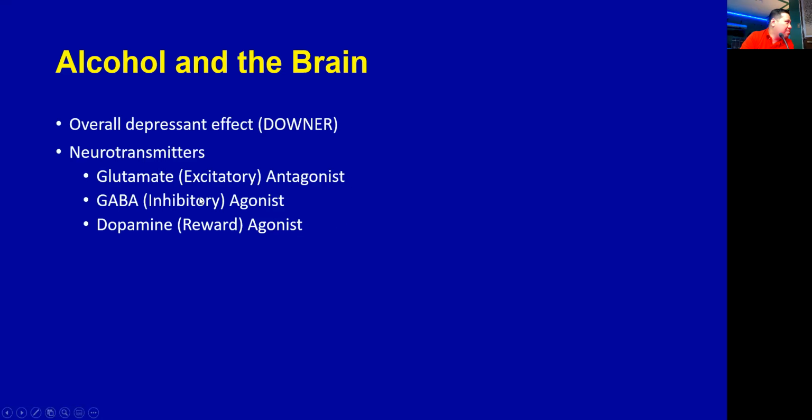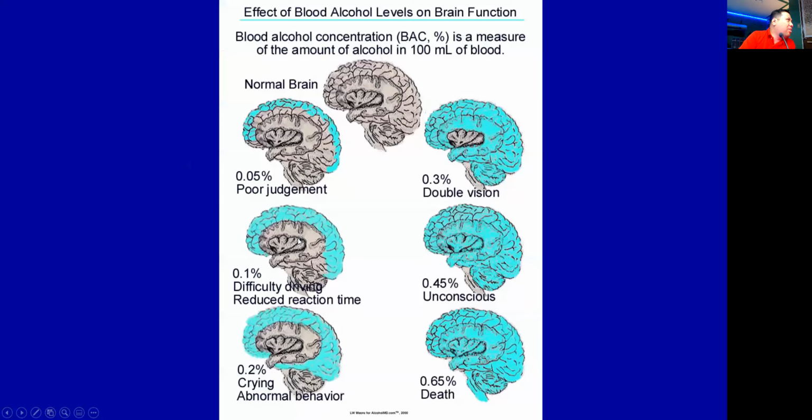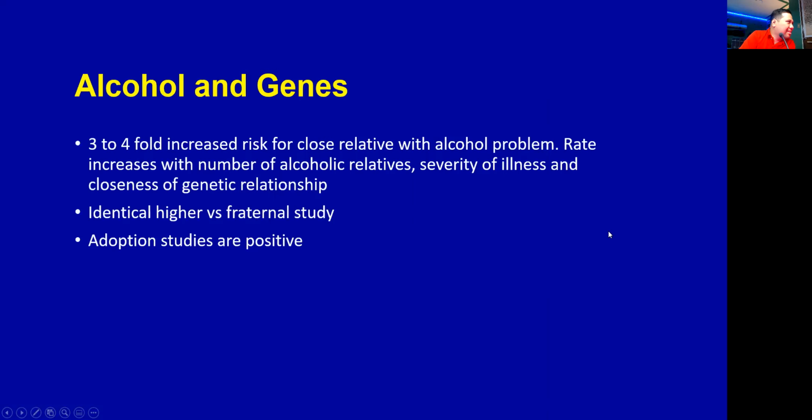Okay, biological. Alcohol in the brain. So alcohol has an overall depressant effect. A downer siya. And these neurotransmitters are involved. Okay, what's the effect of alcohol in the brain? Okay, so yeah, this is in terms of BAC. What's the legal level of alcohol for a driver here in the Philippines? I forgot.